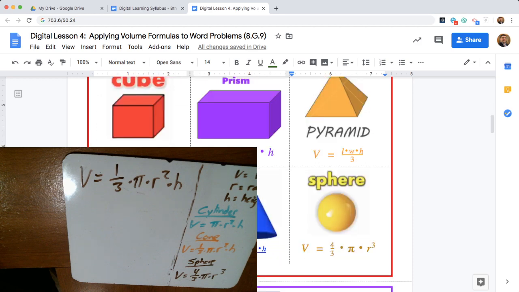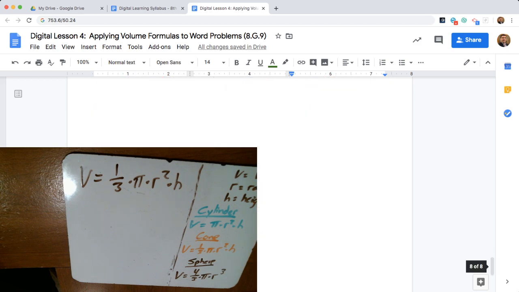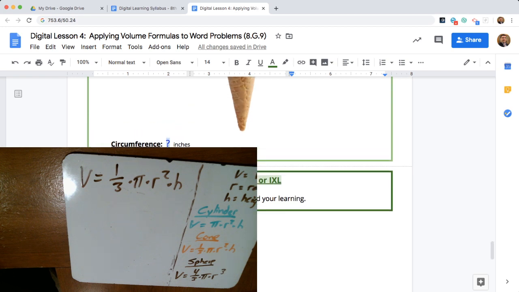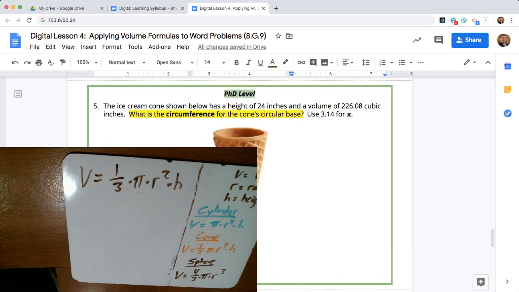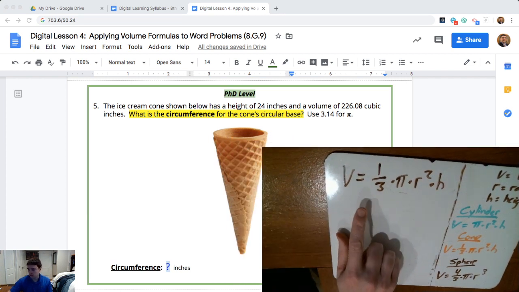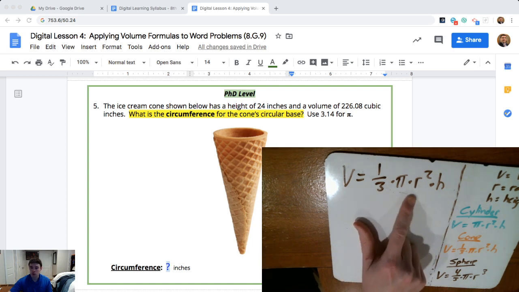In this case, if they've given me a cone, and they've told me the volume for that cone, I could use the volume formula for a cone to potentially determine its radius. And once I know the cone's circular base radius, I could then use radius to find circumference.